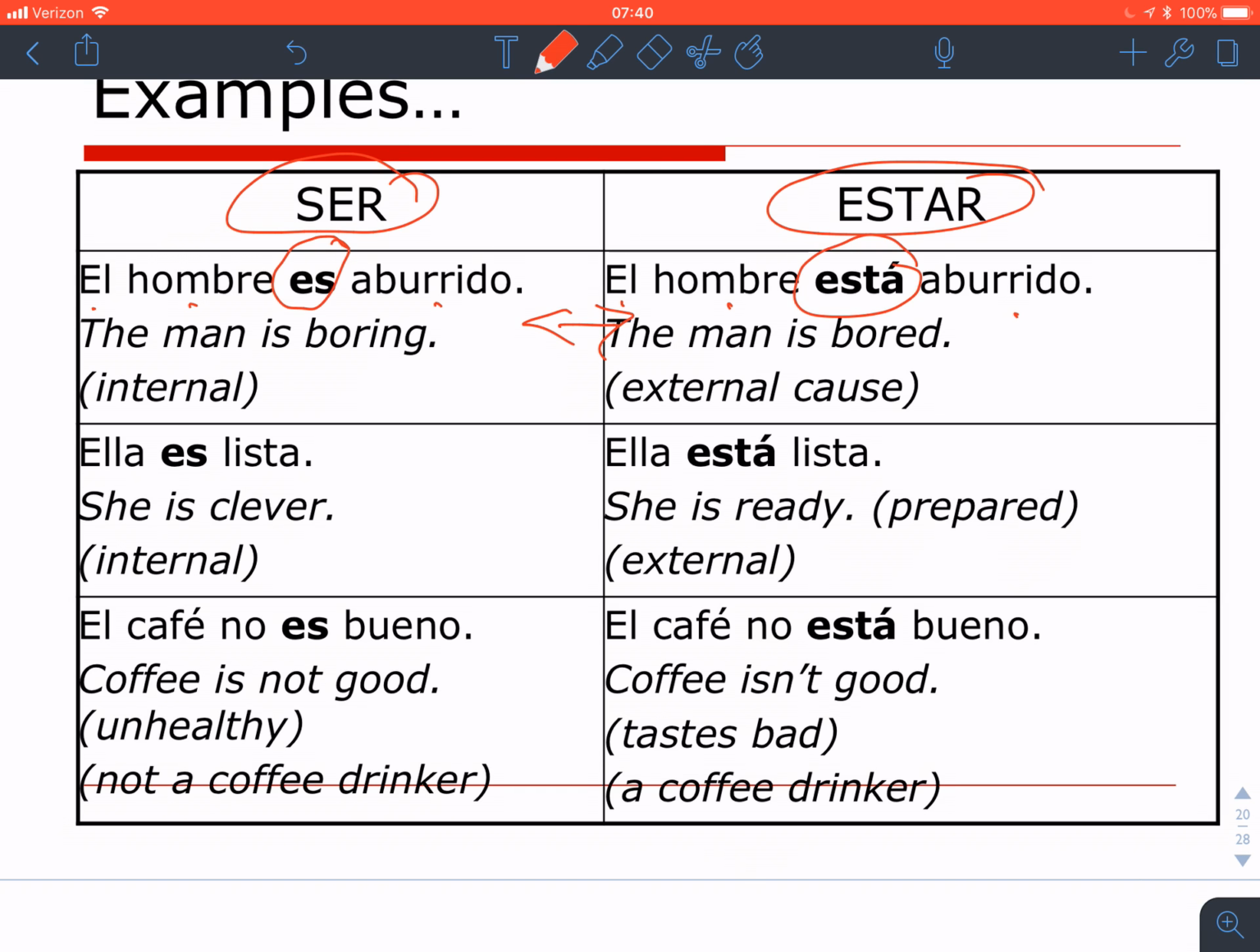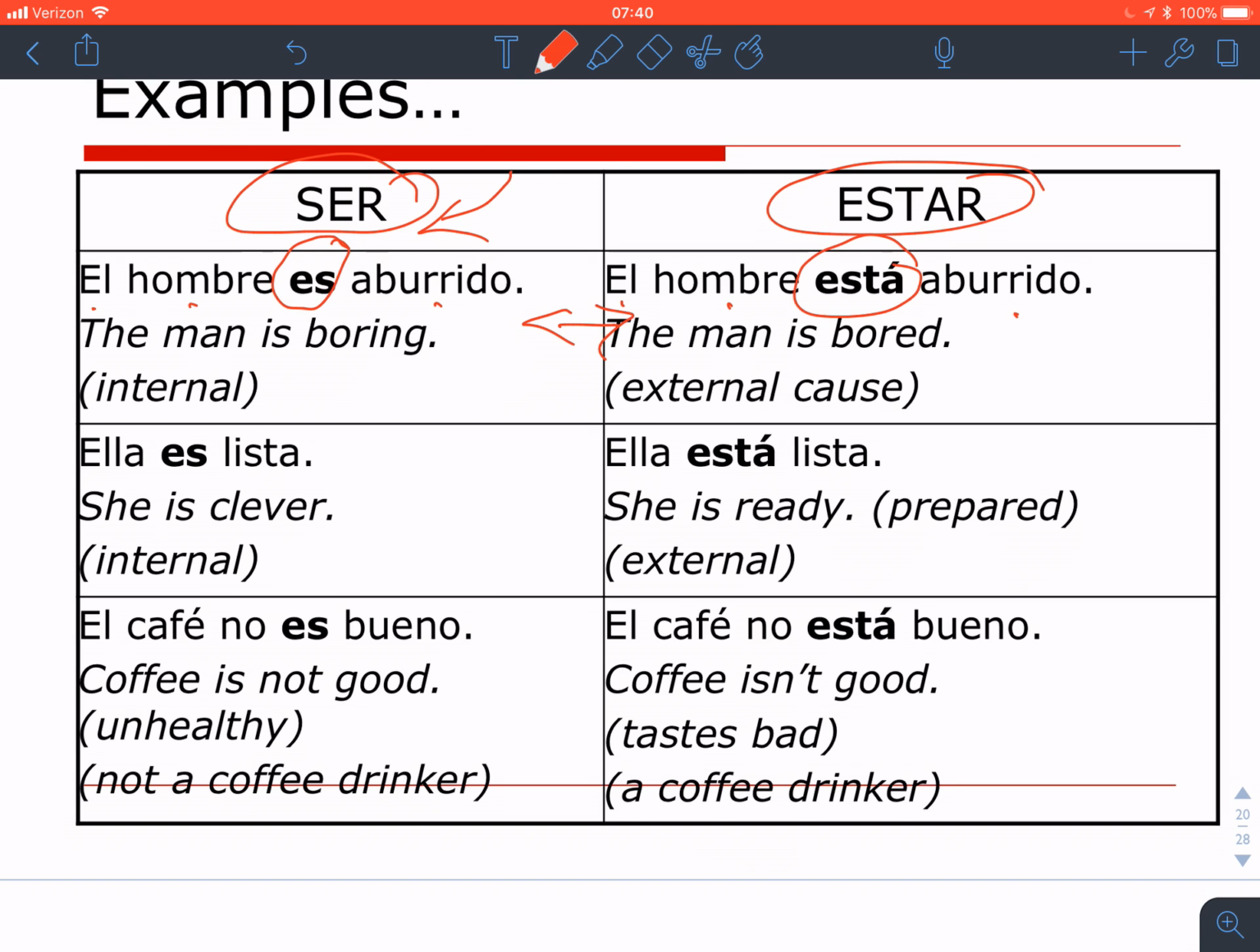So if I say el hombre es aburrido, because I'm using ser, that means that his inherent quality is that he's boring. He's not a lot of fun. He's very drab and droll, and he's not going to be the life of the party.